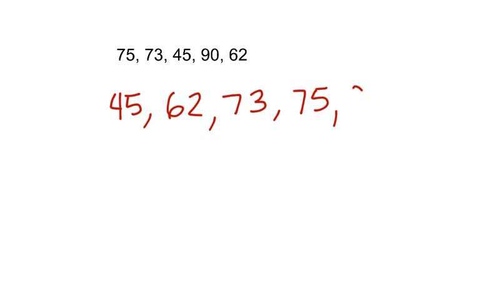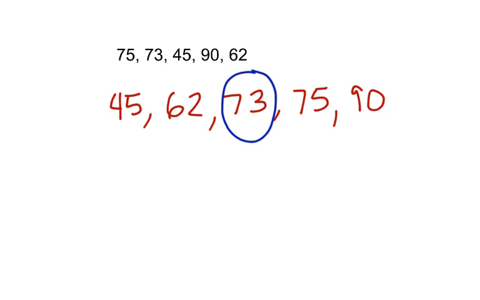First, let's rearrange those numbers from smallest to largest. The smallest number we have is 45. Next would be 62. Next would be 73. Then 75. And then 90. Now that we've got the numbers arranged from smallest to largest, the median is the number in the middle, and the median of this data set is 73.